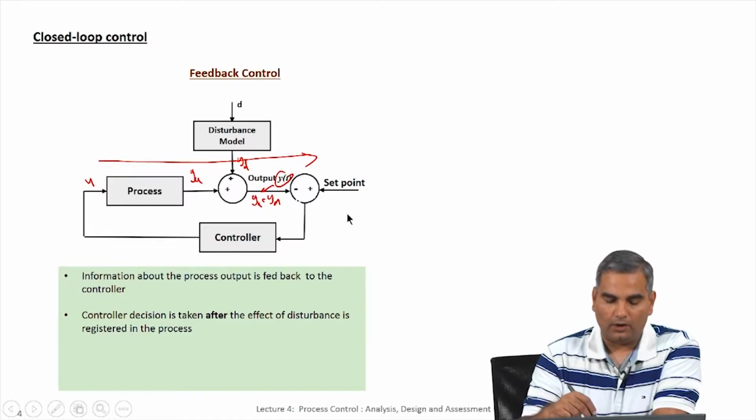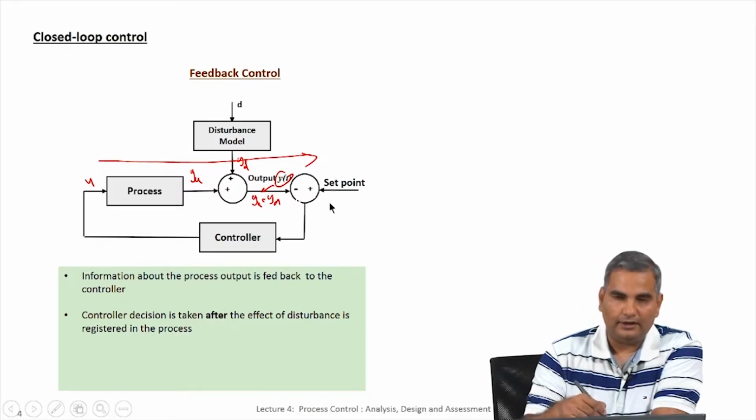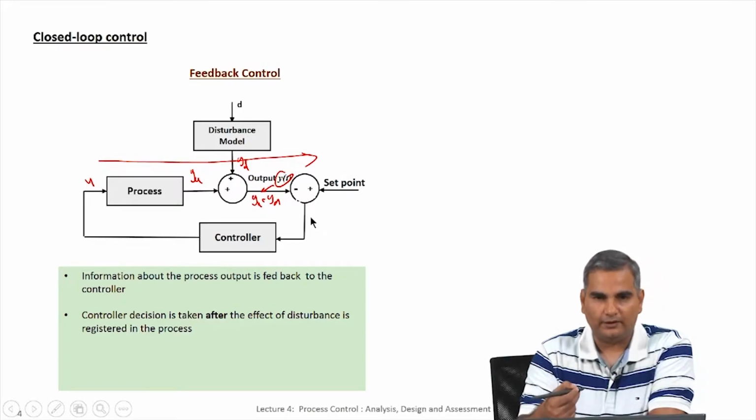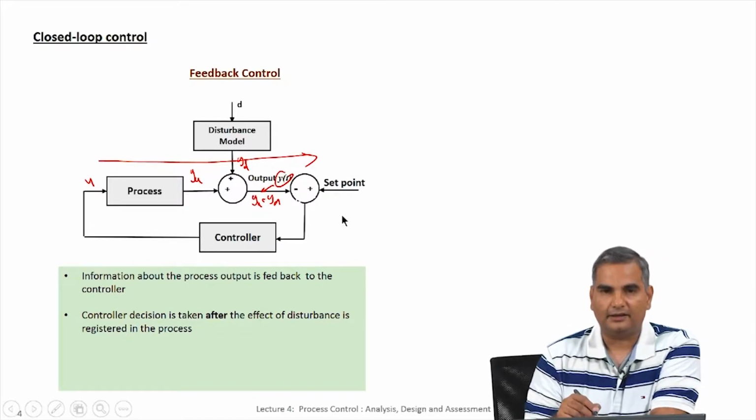And what we really want is this output that we measure, Y, to be at its set point value. Now, if it is at its set point value, we do not want to do anything, but if it is not at its set point value, what we do is we generate an error term.